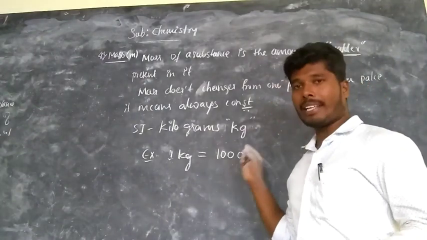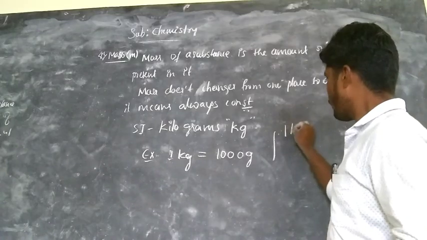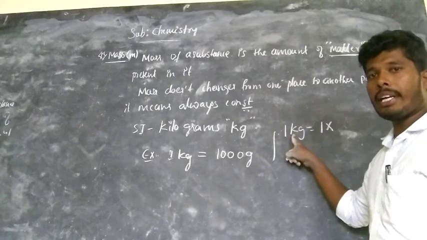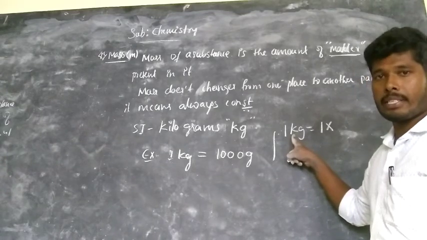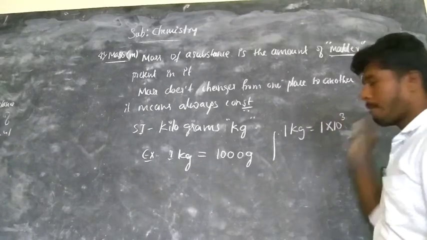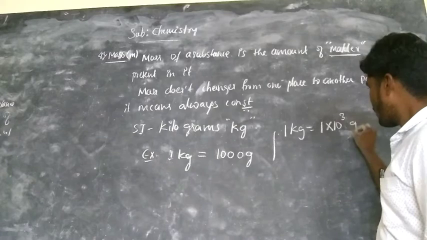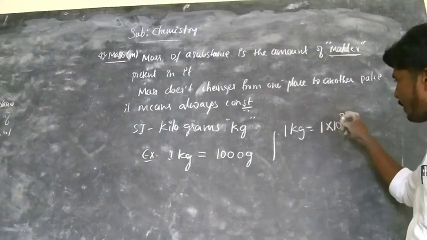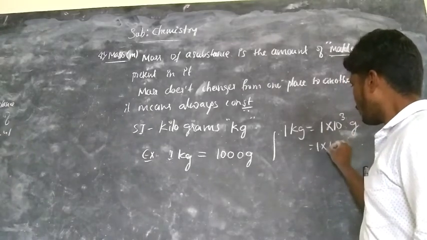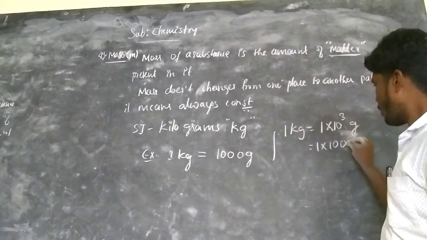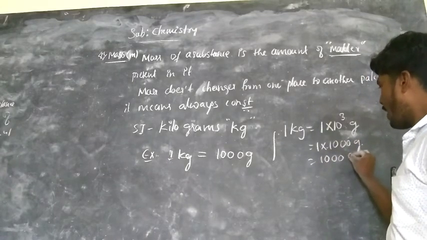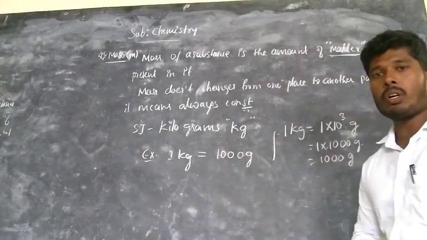How am I converting like that? Just observe here. 1 kg is equal to 1 into k, and we already discussed prefixes: k is 10 power 3, and write g as it is. Now 10 power 3 is nothing but 10 into 2 zeros, that is 1 into 1000, which is equal to 1000 grams. You should write grams. Like that, 1 kg is equal to 1000 grams.